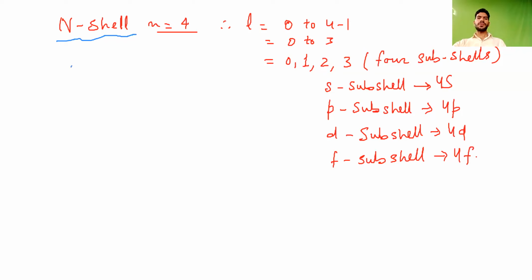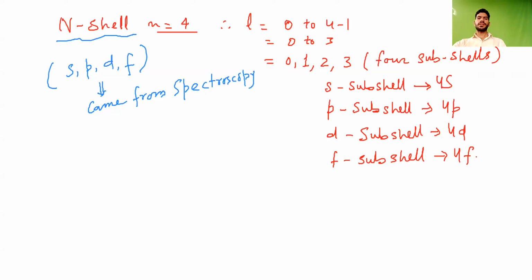So can anybody tell me where these terms came from? That is S, P, D, and F. These are actually the terms which have come from spectroscopy, right? And what is meant by these terms? So actually S stands for sharp. S stands for sharp, right? Is my voice audible?